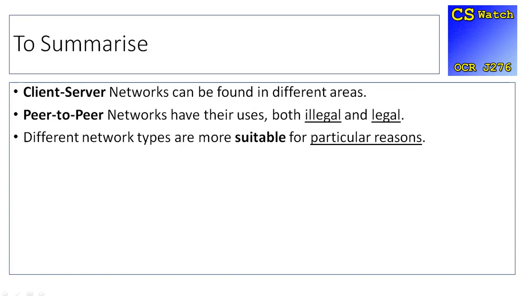So, to summarise, client-server networks can be found in different areas. So, for example, in schools and businesses, also at home if you're playing on a games console. Peer-to-peer networks have their uses, both illegal and legal, and different network types are suitable for particular reasons. So, for example, in a school, they'd be using a client-server network for their attendance information, for example. That sort of software wouldn't run well on a peer-to-peer network.